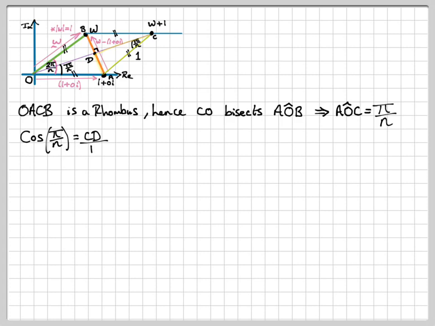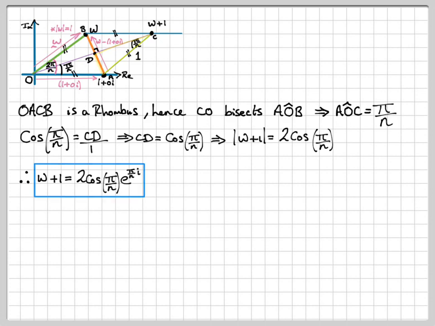So I'm just going to use a little bit of right-angled trigonometry on that triangle, what we called ADC. And so I can say that the cosine of pi over n is equal to the adjacent side, which is CD, over the hypotenuse, which is 1. And so therefore I've got that CD is equal to cos of pi over n, and therefore the modulus of w plus 1 will just be double that distance.